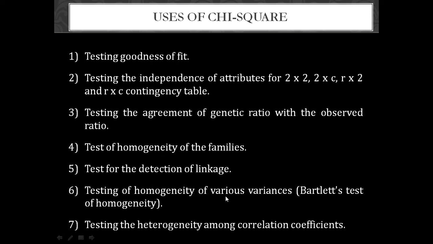Testing of homogeneity of various variances is also known as the Bartlett test of homogeneity. If we have two variances, then you can test it by the F test. But if you have more than two variances, then you can use the chi-square. And the next one is testing the heterogeneity among correlation coefficients. When we discuss correlation, we will see how the correlation coefficient can be tested using the chi-square.